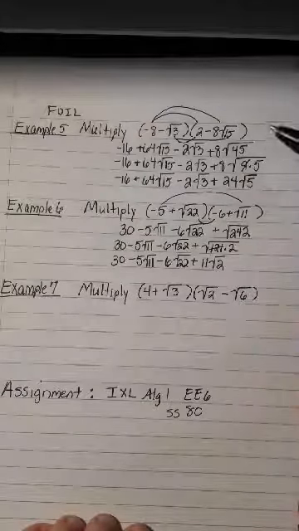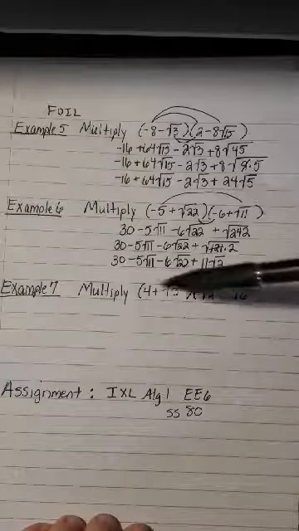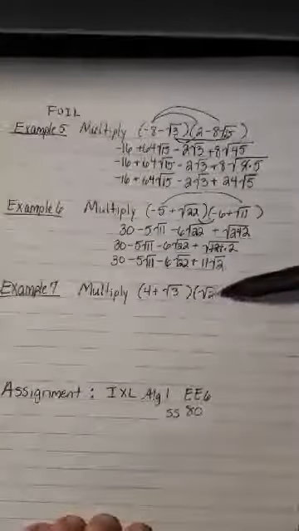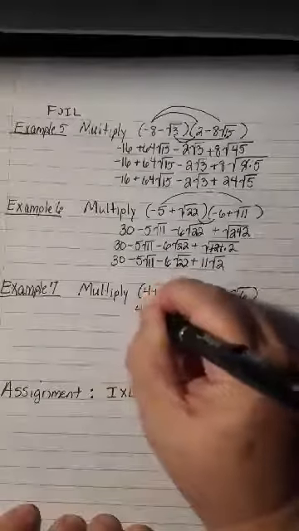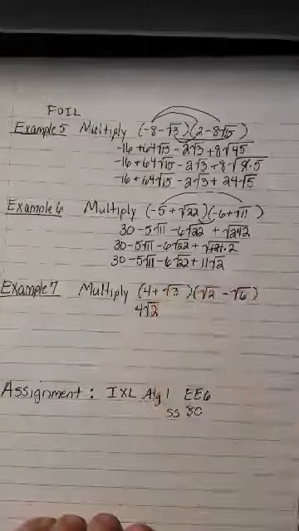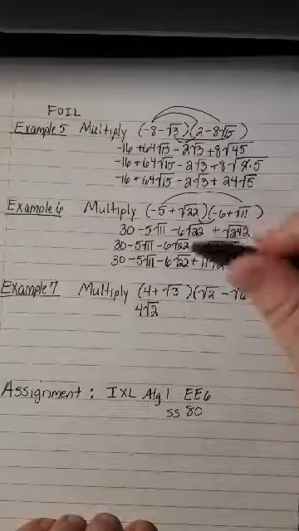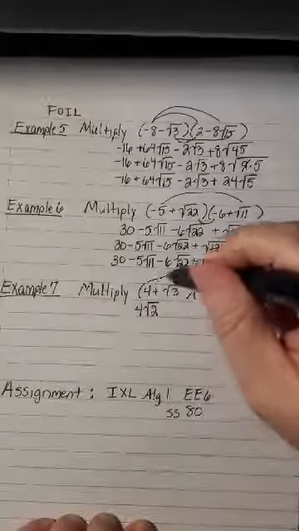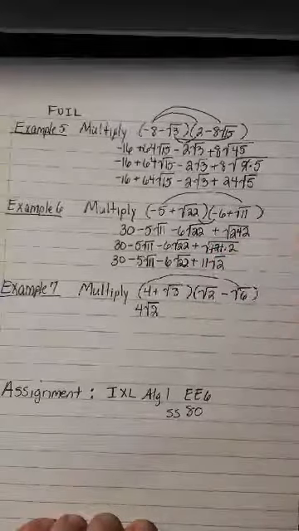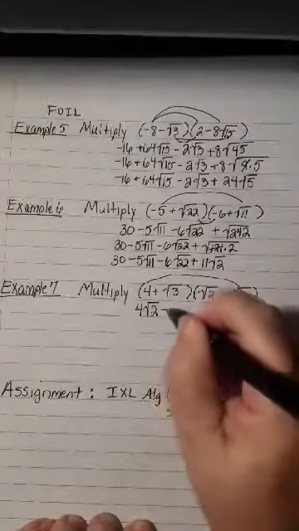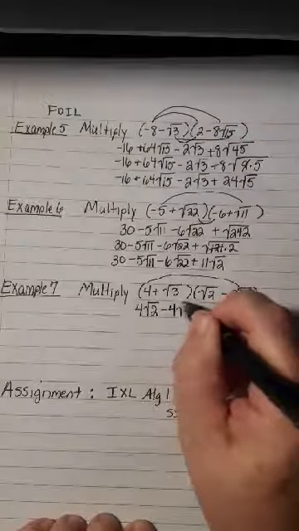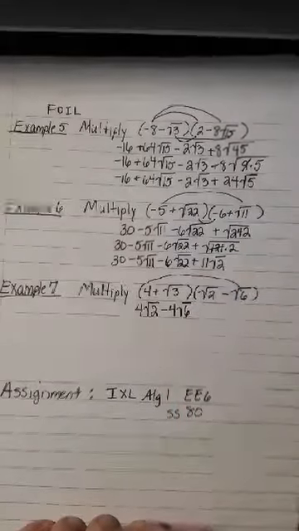We have multiplying the first terms together. We have 4 times the square root of 2, which is going to be 4 on the square root of 2. And then the outside terms, we're going to multiply this 4 by the square root of 6. And there's a minus in front, so it's going to be minus 4 on the square root of 6.